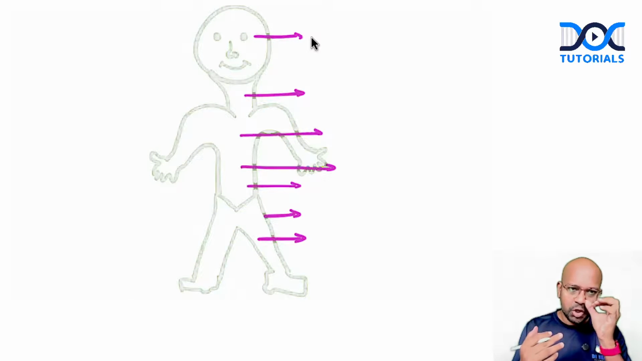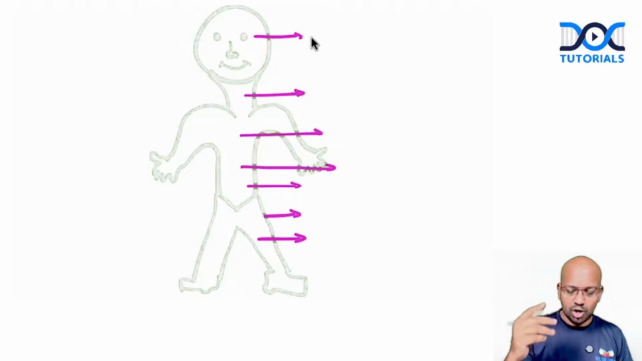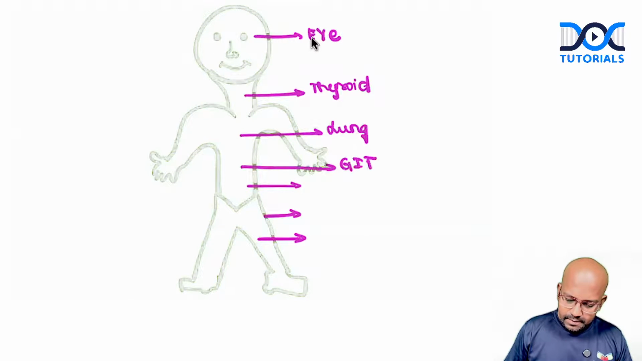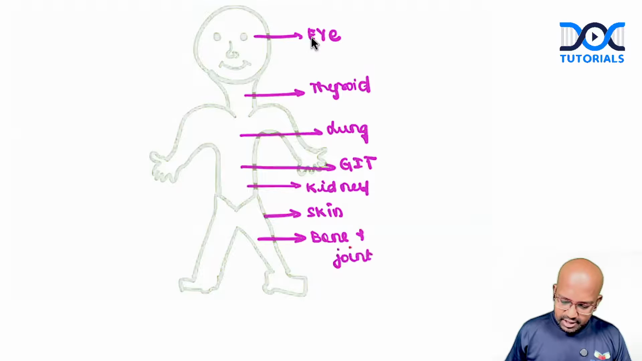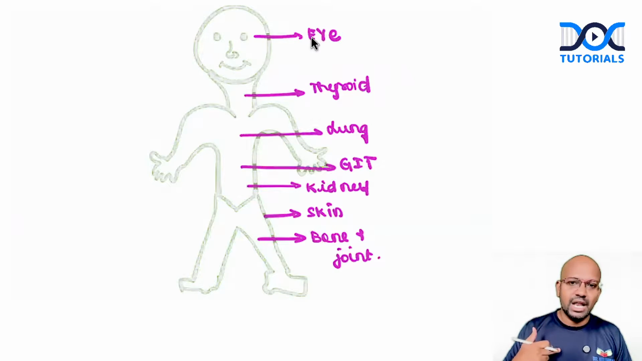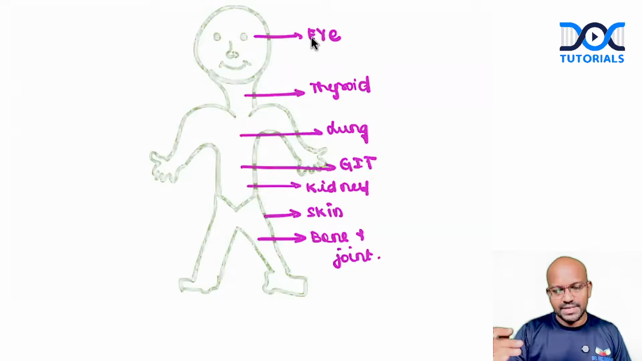Consider this is a human, we're going to start from the top. The first area is your eyes, thyroid, lung, GIT, kidney, skin, bones and joints. We have multiple different uses of it, and I've given you all the areas in which we can utilize these steroids. Let's start from the top: eye, thyroid, lung, GIT, kidney, skin, bone and joints. So remember this in the same sequence.